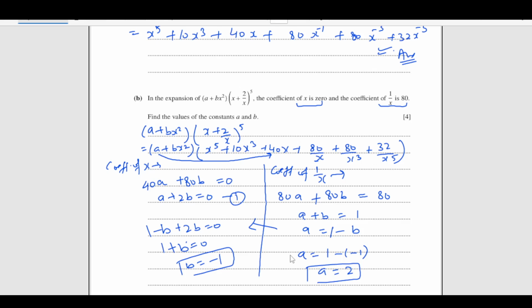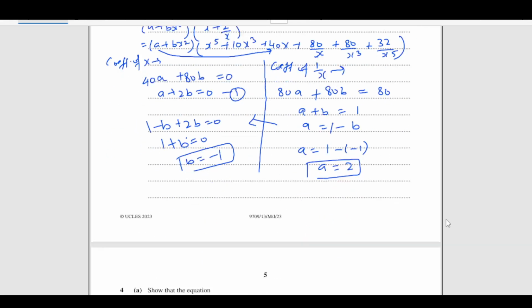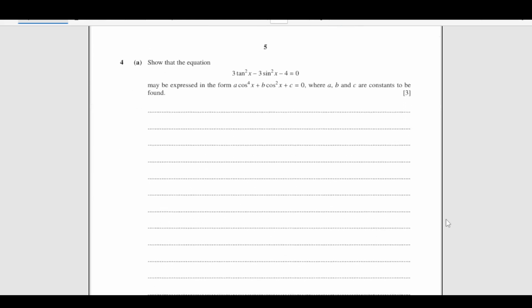So that's the value of a and b. Okay, that's it for this one. Now let's have number 4.